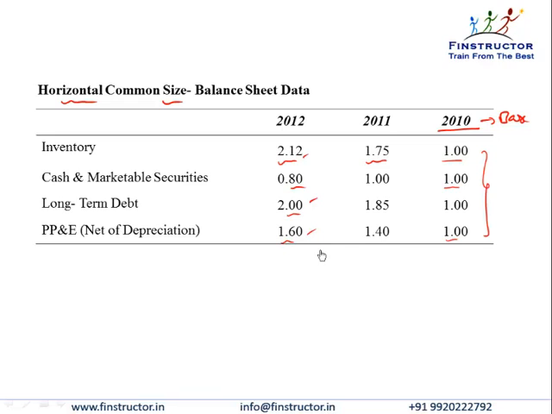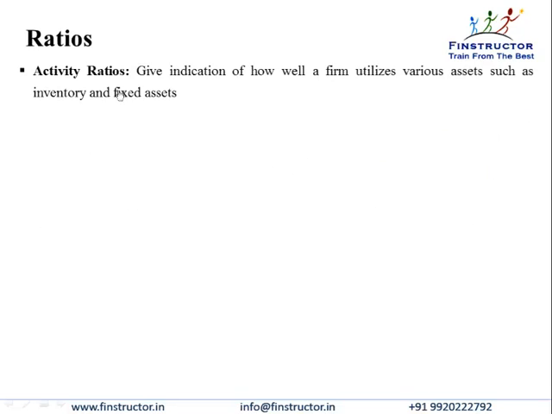Again guys, for all ratios we have to compare them with the industry, with other companies before we can make a clear judgment about whether it is good or bad. Now, activity ratios tell us how well a firm utilizes the various current and fixed assets that it has.